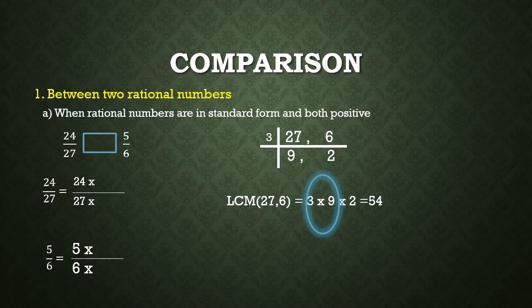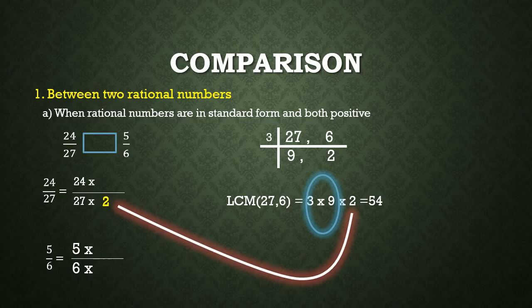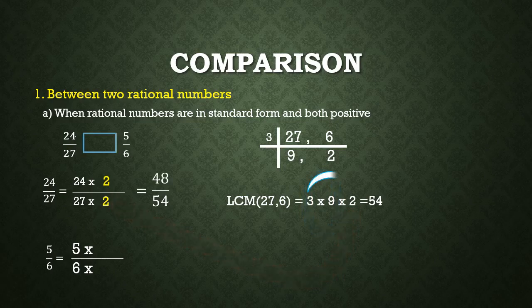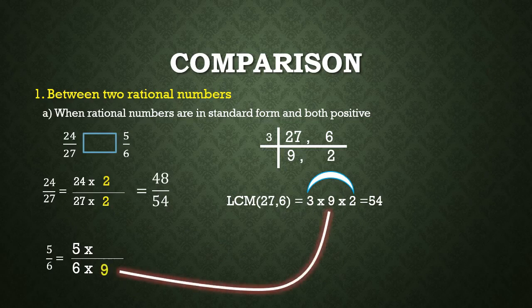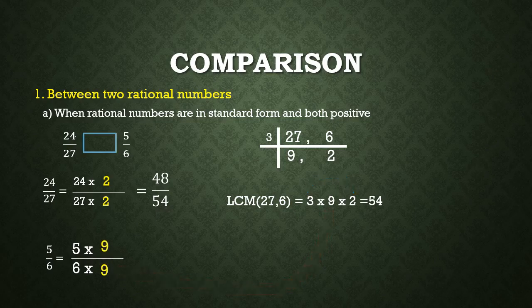Now look at this 3 and 9. Their multiplication is 27. So the remaining 2 should be multiplied to the denominator 27. This 2 must be multiplied to the numerator 24 also. So that equals 48 by 54. Similarly, 3 and 2 gives us 6, which is the denominator of our second fraction. Thus, the remaining 9 must be multiplied to the denominator 6 to make it 54. And also the numerator, giving us ultimately 45 by 54.